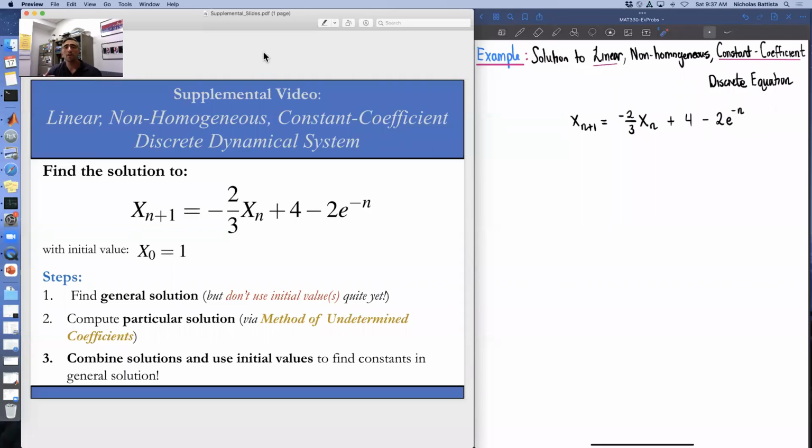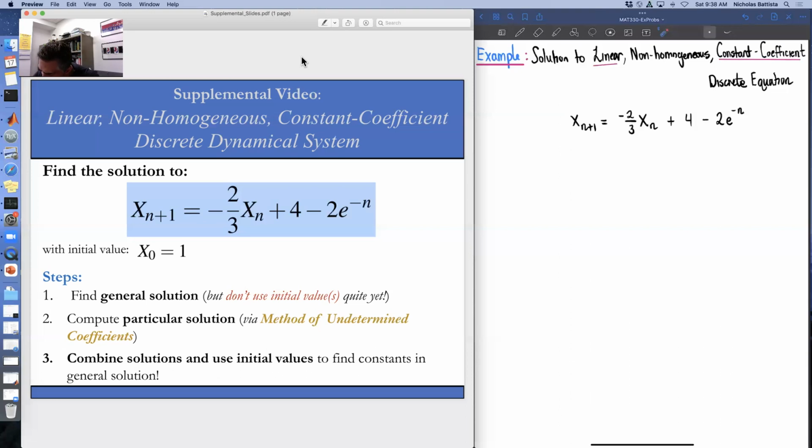So in this video, we're going to go through the process of analytically solving a linear, non-homogeneous, constant coefficient discrete equation, the one that you see on the left-hand side here. And now what makes this linear is the fact that all of the dependent variable terms, the xn plus 1 and the xn, are raised to the first power only, or that the equation is quote-unquote linear in them. We're not multiplying those dependent variables together in any way.